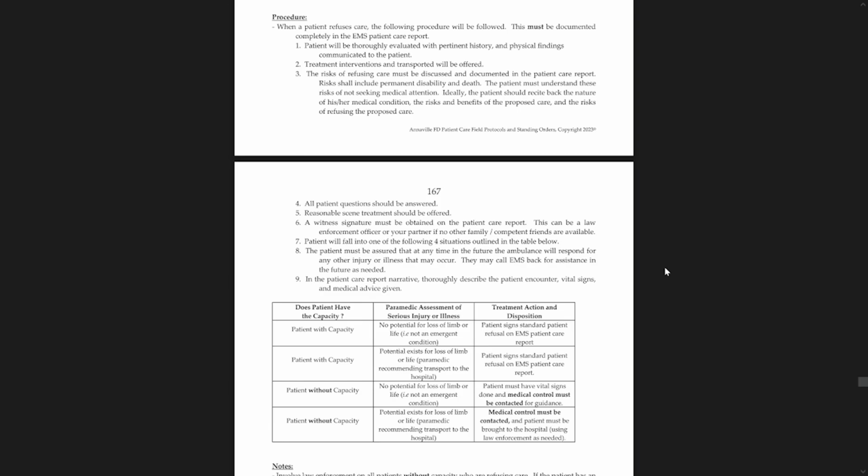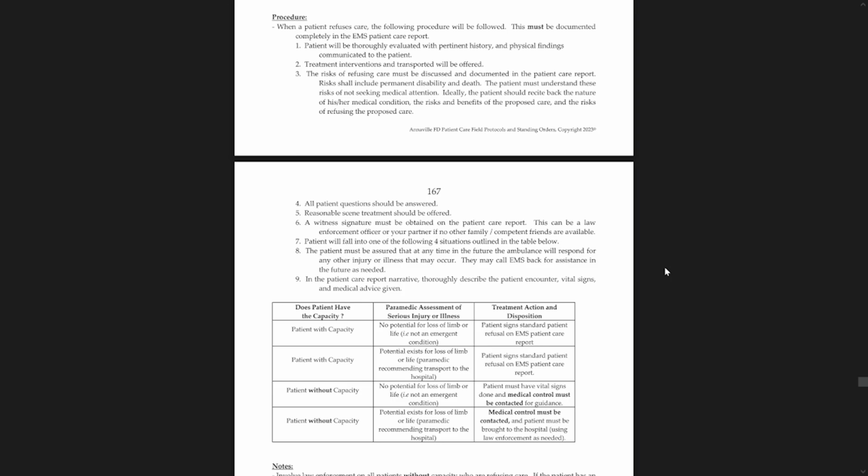The patient will be thoroughly evaluated with pertinent history and physical findings communicated to the patient. Treatment, interventions, and transport will be offered. The risk of refusing care must be discussed and documented in the patient care report. Risks shall include permanent disability and death. The patient must understand these risks of not seeking medical attention. Ideally, the patient should recite back the nature of his or her illness and medical condition, the risks and benefits of the proposed care, and the risk of refusing the proposed care.